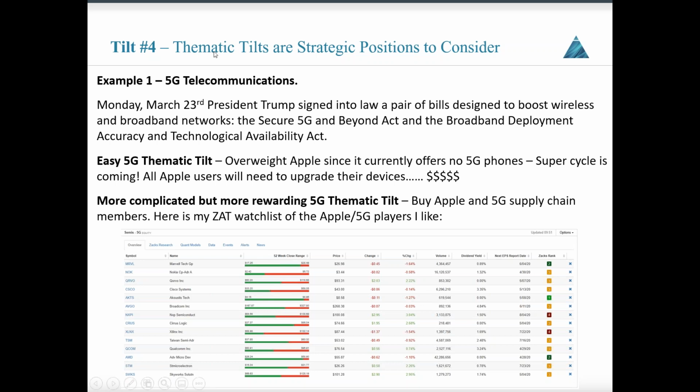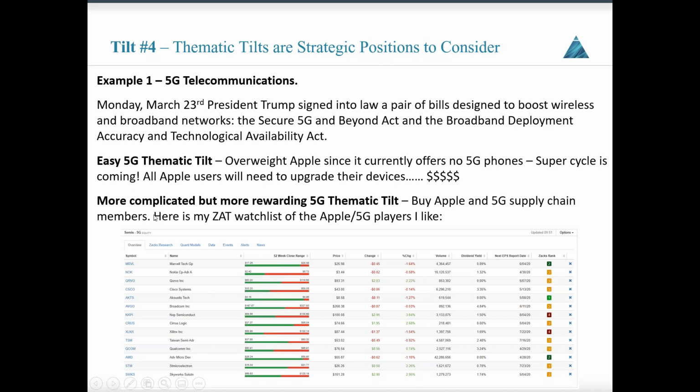And the easiest way to play this, I've got it outlined right here, is just overweight Apple, right? If you think back to the days that you were in Starbucks or on an airplane and looked around at how many people were staring at their phones, how many of them were iPhones? These are all going to need to be upgraded to get access to the 5G network. Apple does not offer any 5G phones currently. So we have a massive super cycle coming. And I don't really know how many people are even aware that President Trump signed these bills into law paving the way for 5G. So this is a real opportunity.